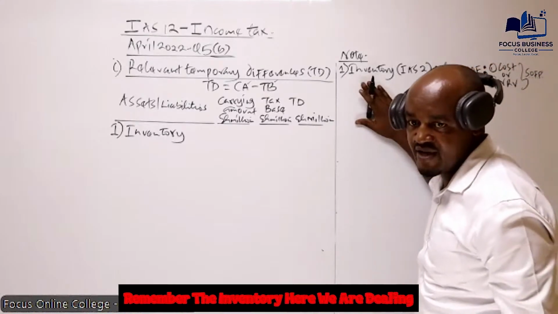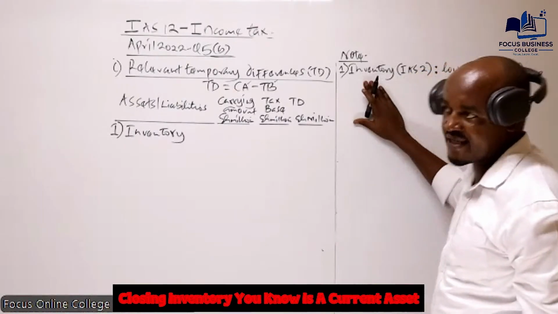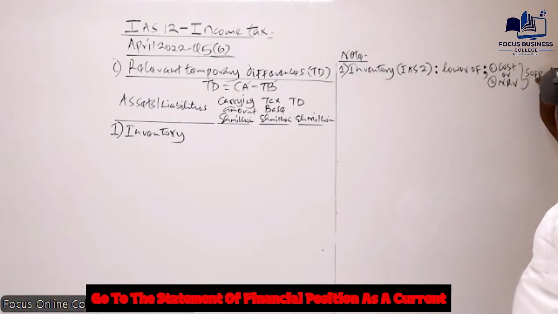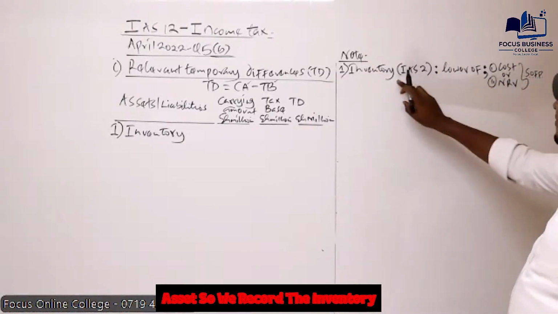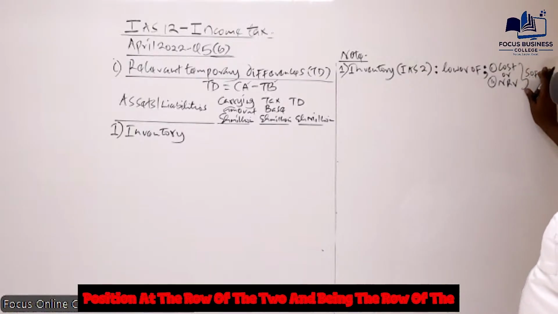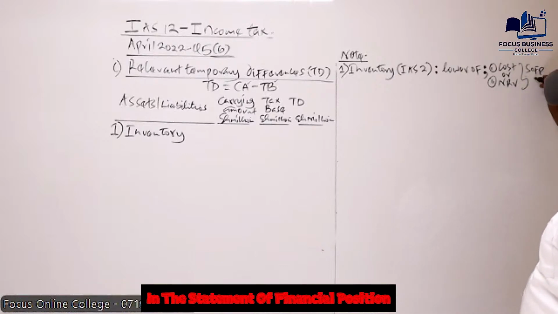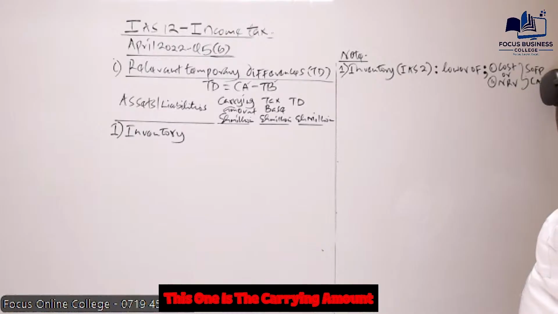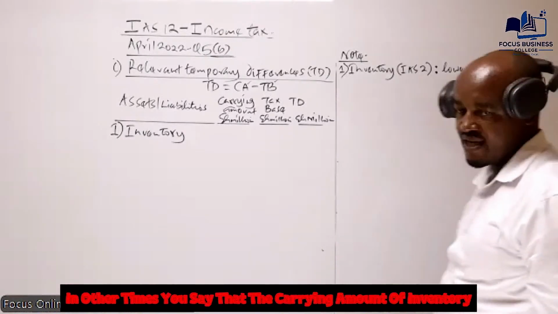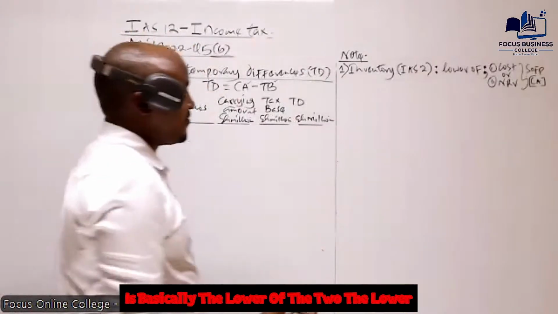Remember, the inventory here we are referring to is the closing inventory. Closing inventory is a current asset. Being a current asset, it goes to the statement of financial position as a current asset. So we record the inventory in the statement of financial position at the lower of the 2. And this being the value at which the inventory is recorded in the statement of financial position, this is the carrying amount. In other terms, we say that the carrying amount of inventory is basically the lower of the 2.